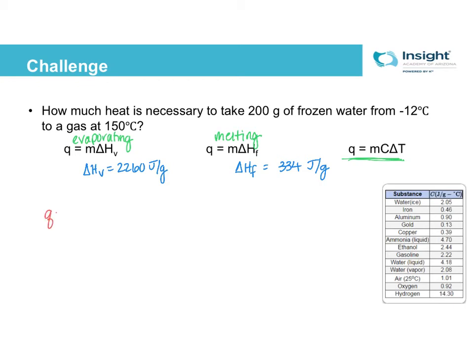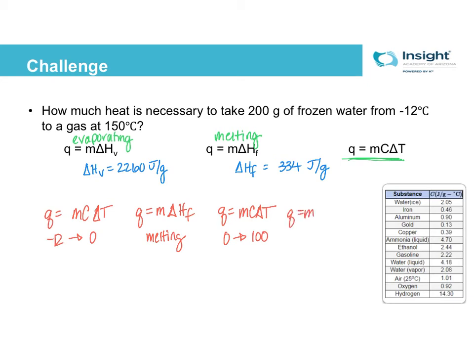You're going to use your Q equals MC delta T for negative 12 to 0. And then you're going to use Q equals M delta HF for melting. Then you're going to use Q equals MC delta T for 0 to 100. And then you're going to use Q equals M delta HV for boiling or evaporating. And then one last Q equals MC delta T for 100 to 150. Keep in mind there's different C values for the state that water is in.